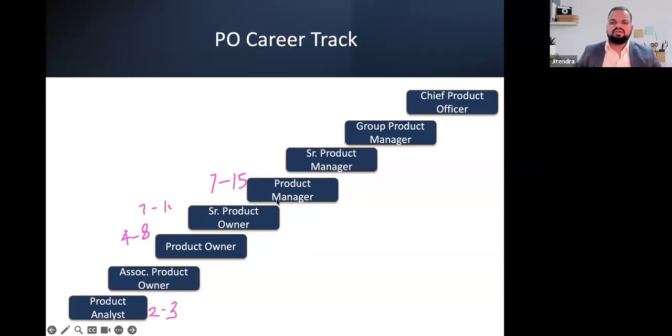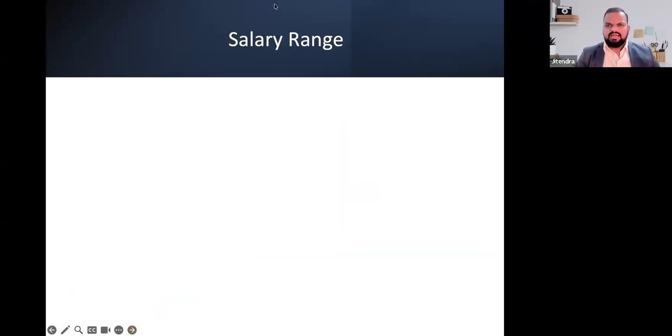So if you already have 5, 7 or 10 years of experience, you're not going to start from here. Your previous experience will certainly be counted and you will start from this job role, the product owner. That's the entry level, where you enter this entire circle.